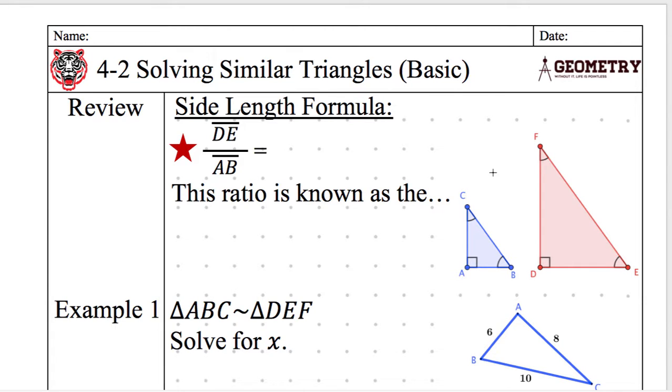We are in geometry, lesson 4-2, solving similar triangles. Today is a basic day, and then tomorrow is going to be a little bit more of an advanced day with embedded triangles inside one another. Today is January 9th, 1/9.